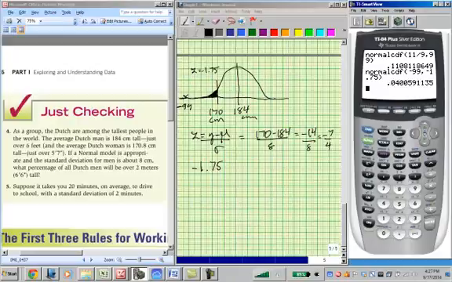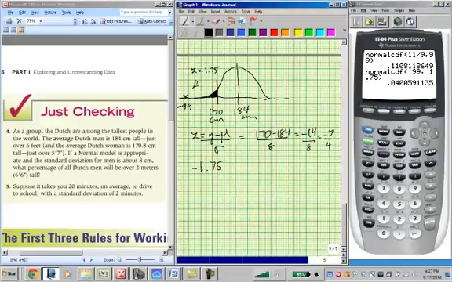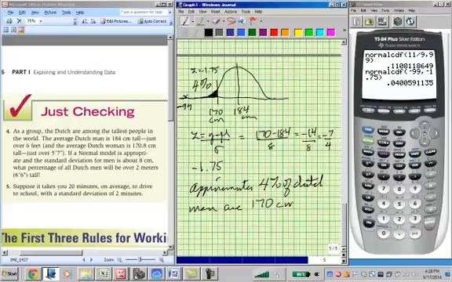And so this area of the curve is about 4%. So approximately 4% of Dutch men are 170 centimeters tall or less. And that's probably enough for right now.